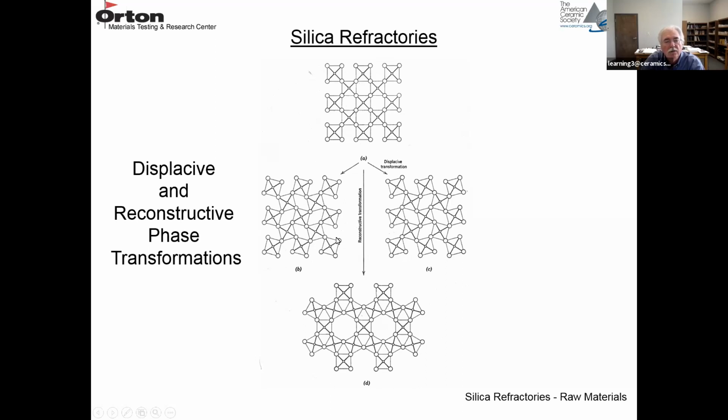You can see these structural units, which are represented by a square with atoms at the corner and a different atom in the center, have now, the bonds have been disrupted and we have a new crystalline structure. So displacive transformations are very rapid. When you hit the temperature where they transform, it's very rapid. Reconstructive transformations take a long time.